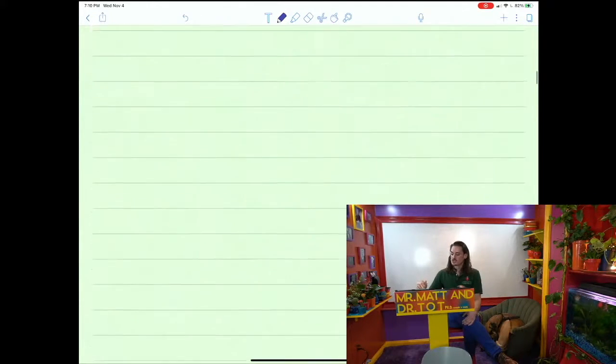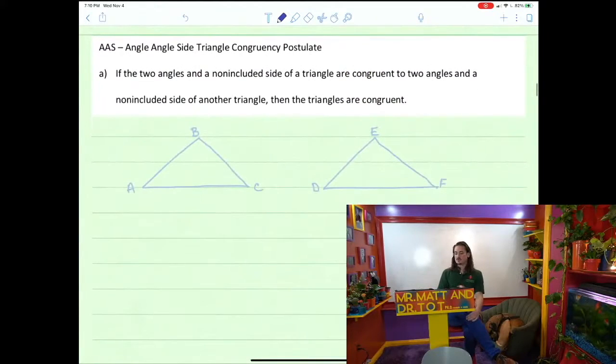The next postulate that we're going to talk about is the angle side. So here, if two angles and a non-included side of a triangle are congruent to two angles and a non-included side of another triangle, then you can conclude that the two triangles are congruent to each other.